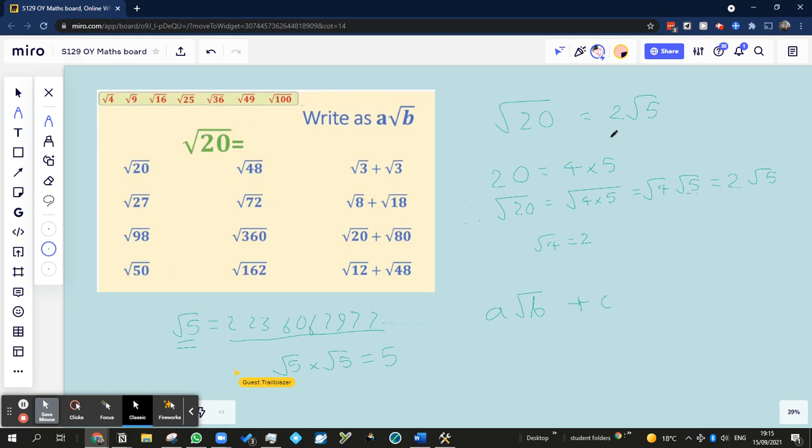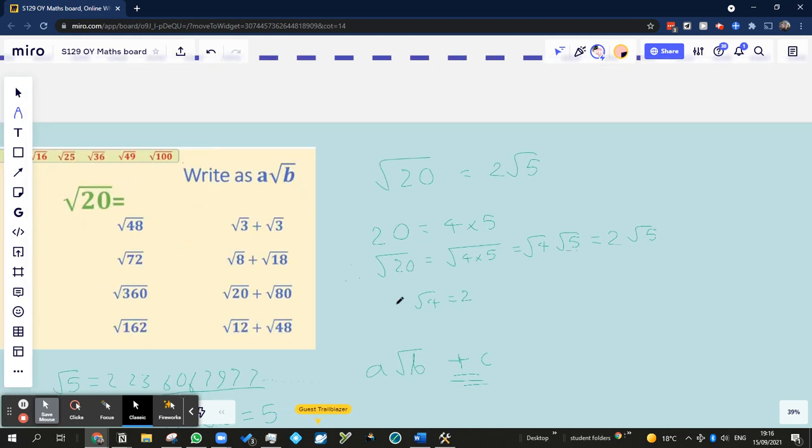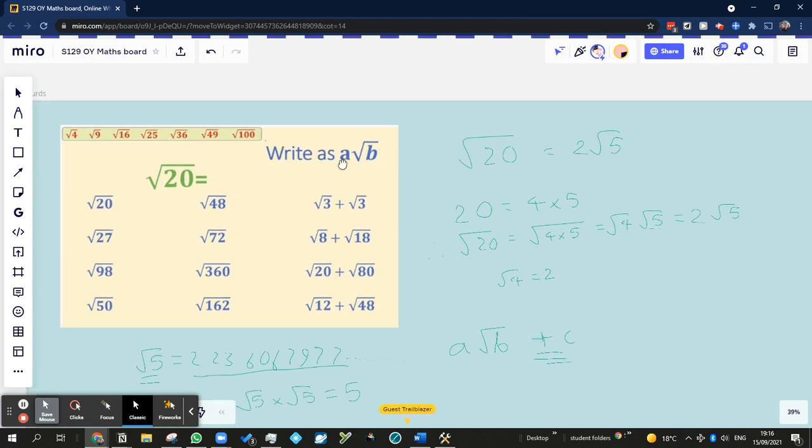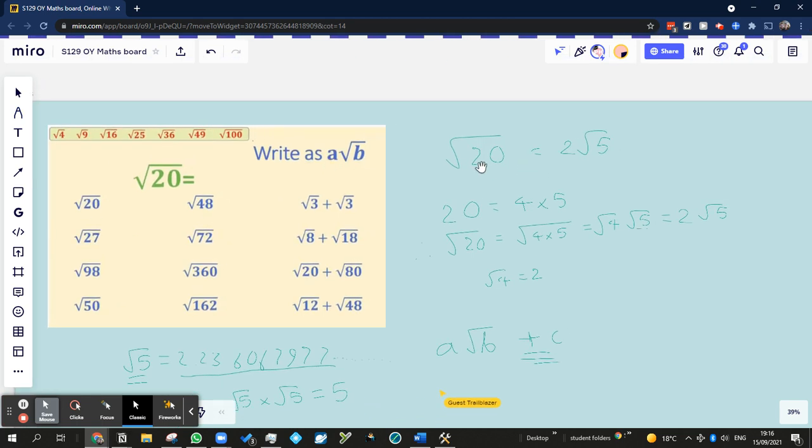Usually, this plus c bit, you don't do much at the beginning, so you won't see this bit to start off with. We usually just get a root b, as we've got in this little worksheet here. So the square root of 20, if you just tapped it into your calculator, it gives you the answer. It says it's 2 root 5.